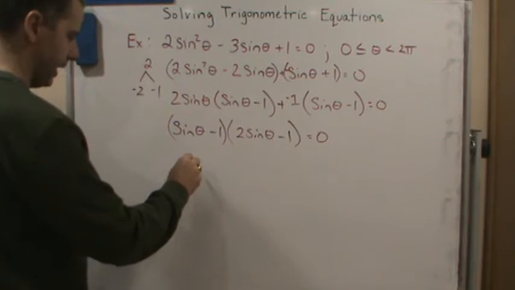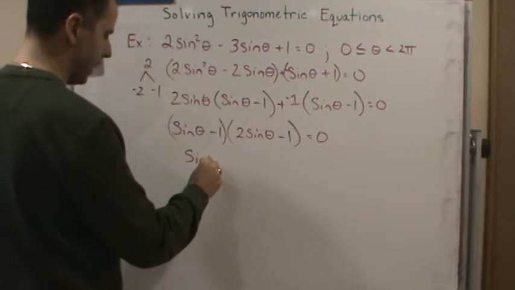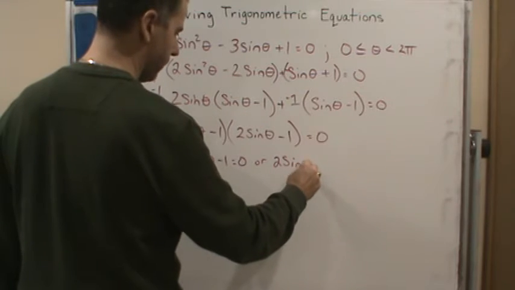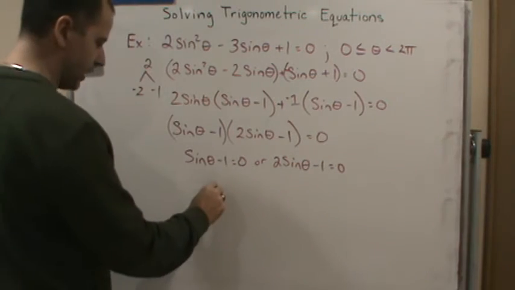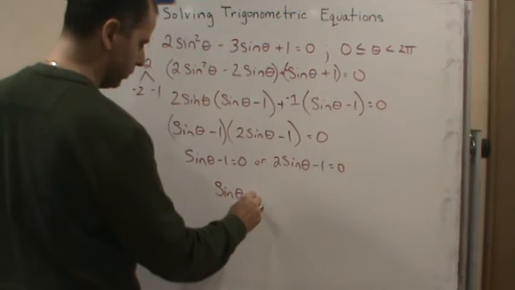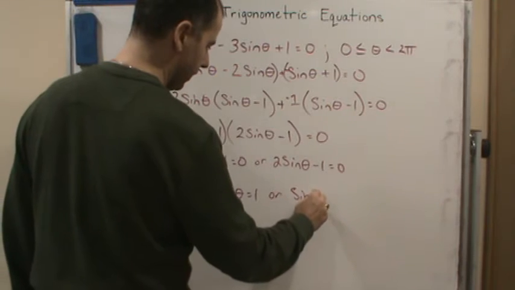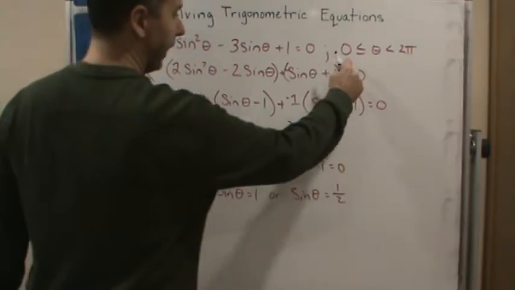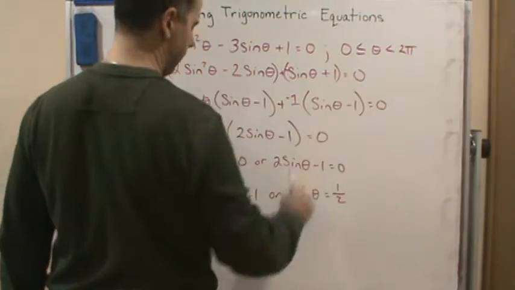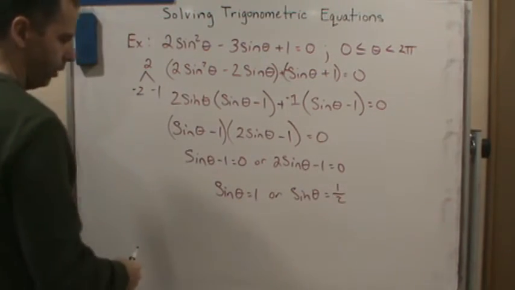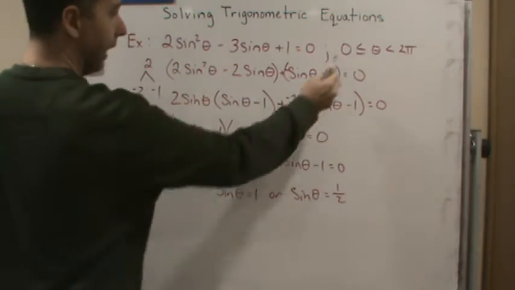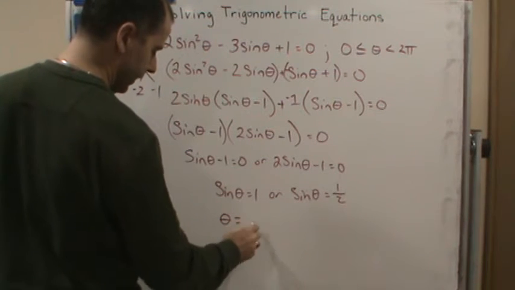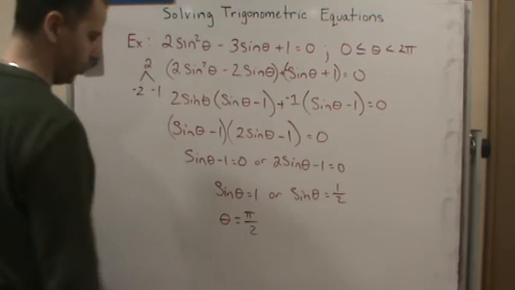And now, guess what? That tells me, using the zero product principle, sine theta minus 1 is equal to 0, or 2 sine theta minus 1 is equal to 0, which tells me that sine theta equals 1, or sine theta equals 1/2. Now, guess what? Again, look at my domain here for theta. So where is sine theta going to be equal to 1? Well, there's only one angle on this interval where sine of theta is equal to 1, and that's going to be theta equal to pi over 2.